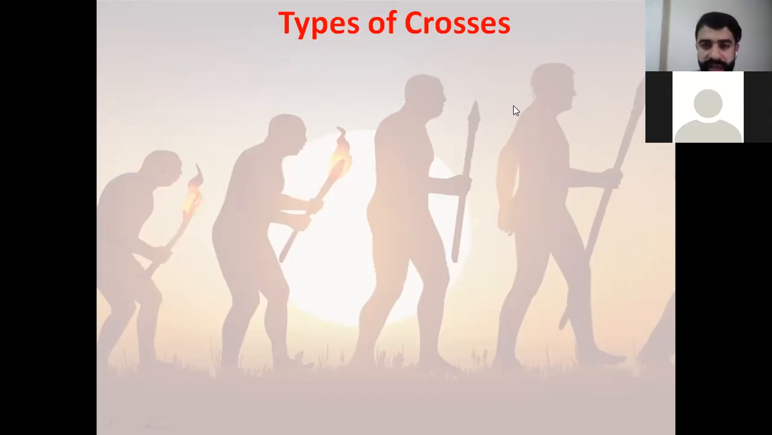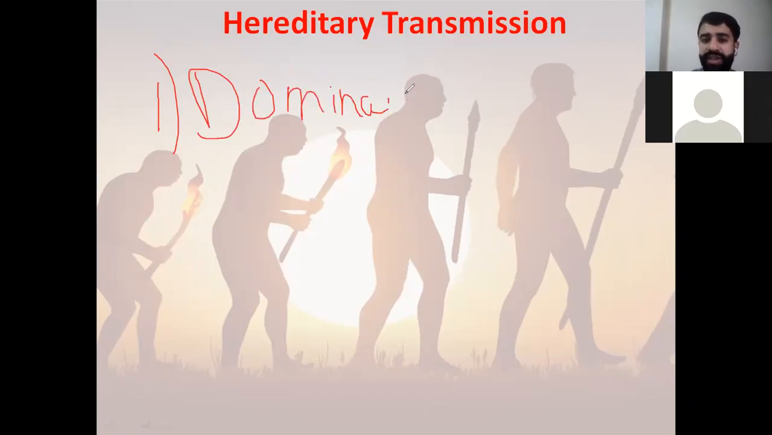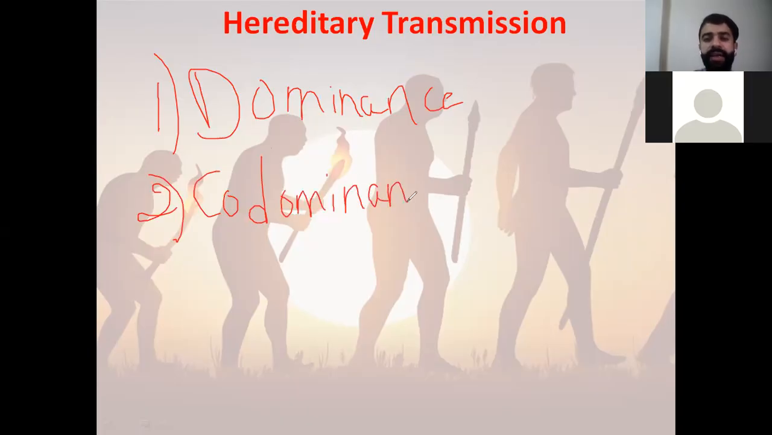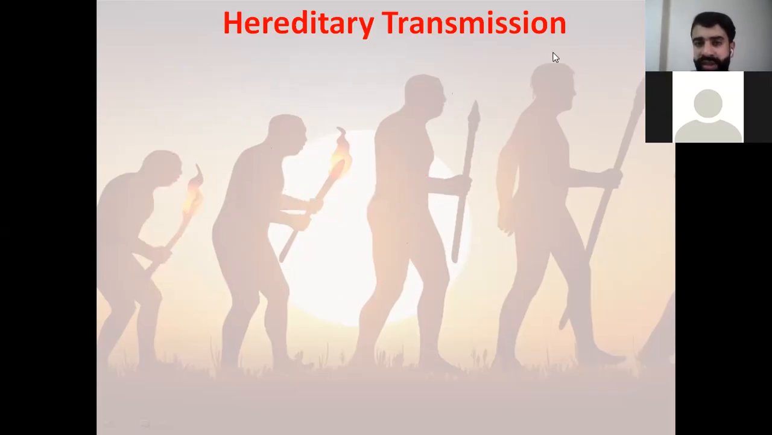Moving to the hereditary transmission of traits. First, the case of dominance: one allele is dominant over the other allele, which is recessive. Second is the case of co-dominance, where both alleles are expressed. And the third case is incomplete dominance or intermediate dominance. You can use both words, intermediate or incomplete dominance. So here are the three cases: intermediate dominance, co-dominance, and dominance.